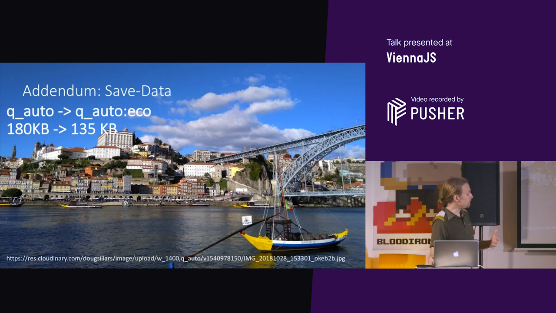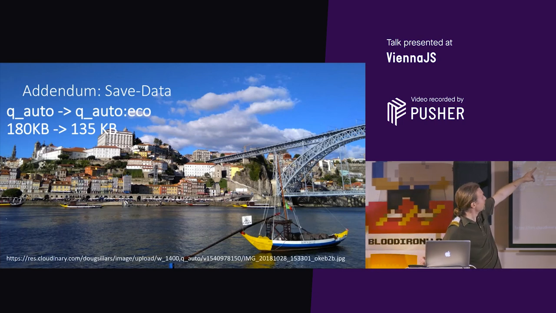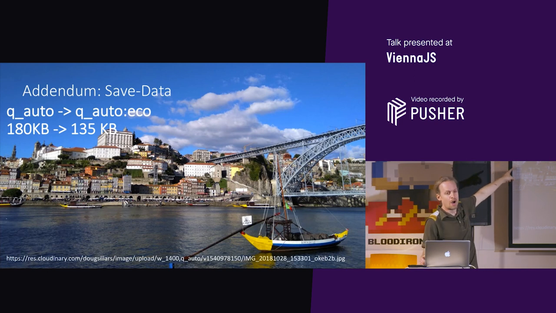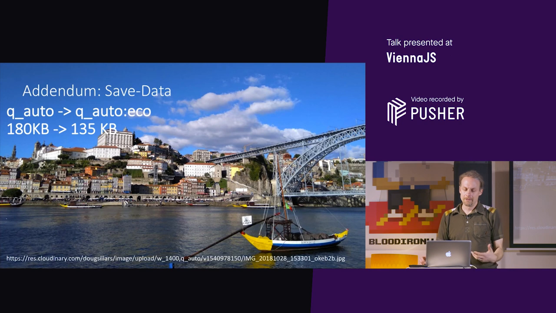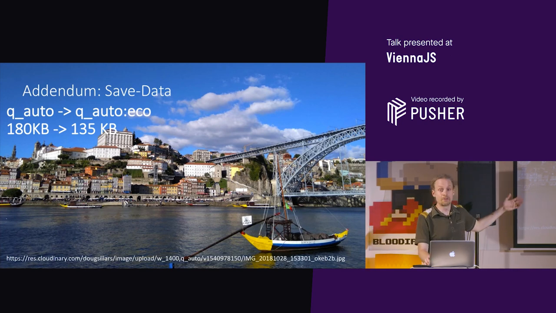Cloudinary will actually serve smaller versions. So if I have it set to auto quality, using structural similarity, it'll actually serve a more compressed version, saving 45 kilobytes, making that image smaller. So there are some services that just automatically say, oh, save data, we're gonna serve less stuff.